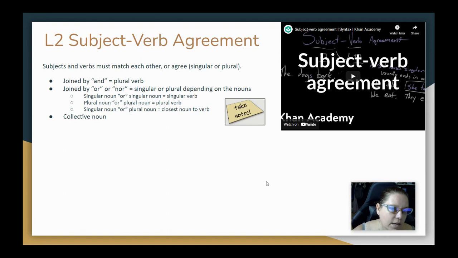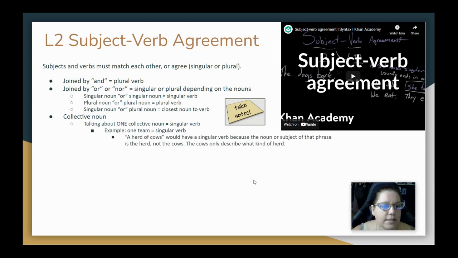Okay, then we have collective nouns, and collective nouns are like groups, right? So when I'm talking about one collective noun, then it's a singular verb. So for example, one team would be a singular verb. So if I said a herd of cows, that would be a singular verb because the noun or the subject of that phrase is herd, not the word cows. Cows only describe what kind of herd, but I'm actually talking about a herd. So then one herd would be a singular verb.